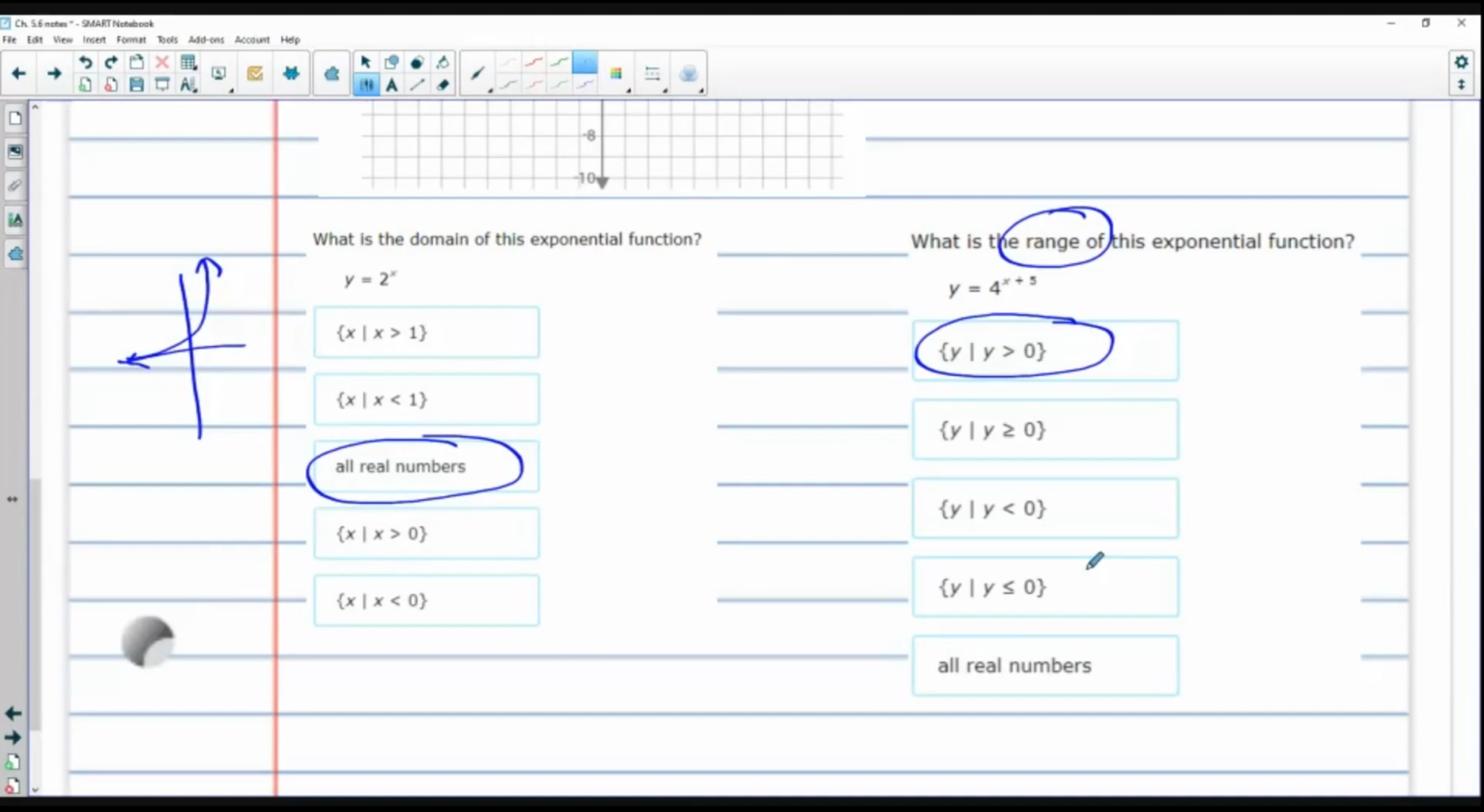Okay, guys. I'm going to have you work on today's assignment, which is going to be iExcel, Algebra, X3.